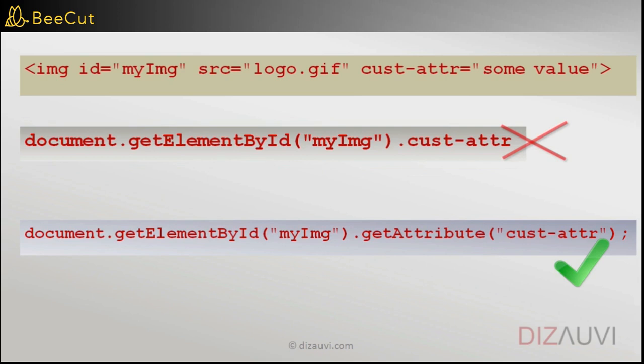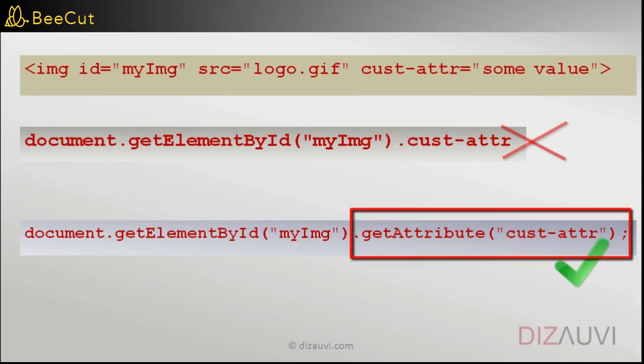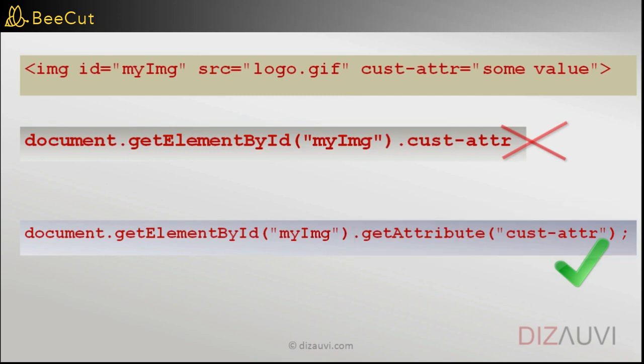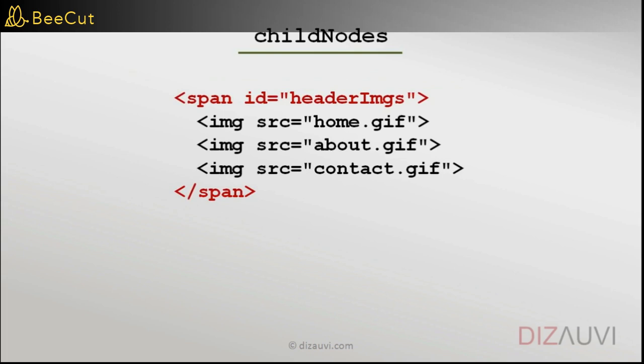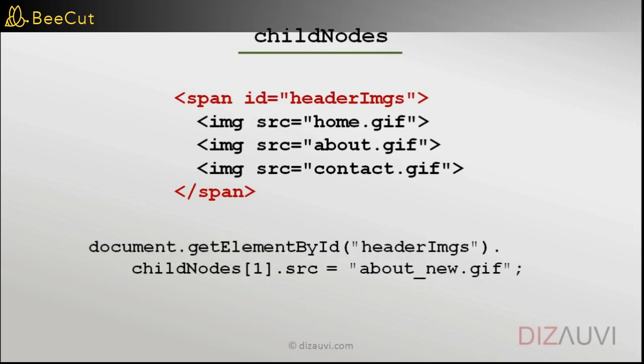But the DOM API provides us a getAttribute method, which gives us the value of the attribute passed. Similarly, it also has a setAttribute method in case we want to set an attribute of an element. In case you want to access the child nodes, the DOM API provides a childNodes property, which is an array-like object, so that we can access a child based on its index like shown here.